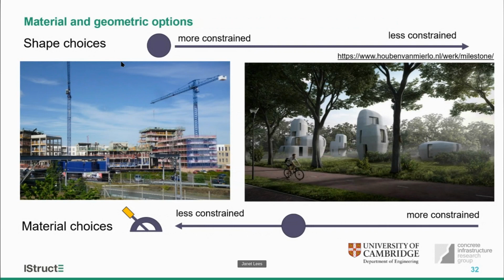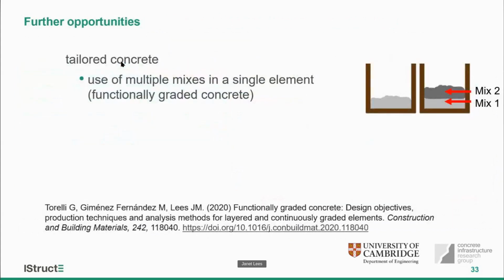So that was a case where I looked at the shape choices being fairly open and material choices being less constrained. What if I use my lever now and say, okay, I'm willing to accept a bit more constraint on my materials? Where does that take me? And I'll use Philip's example to explore that.